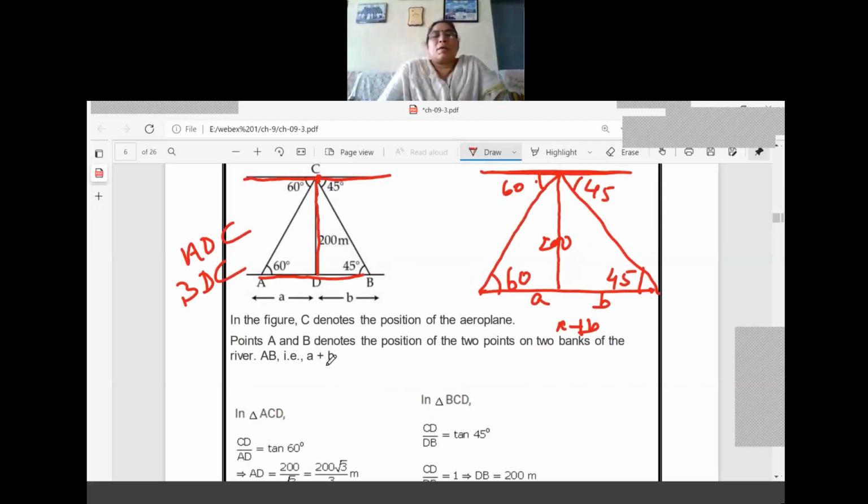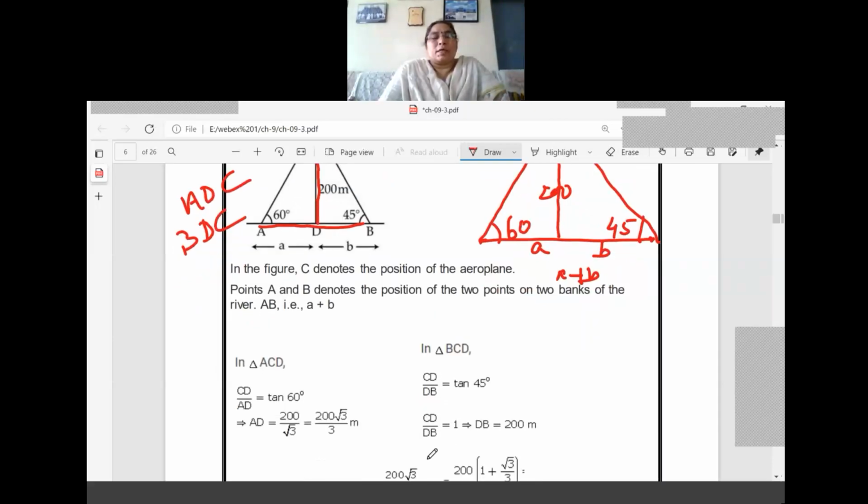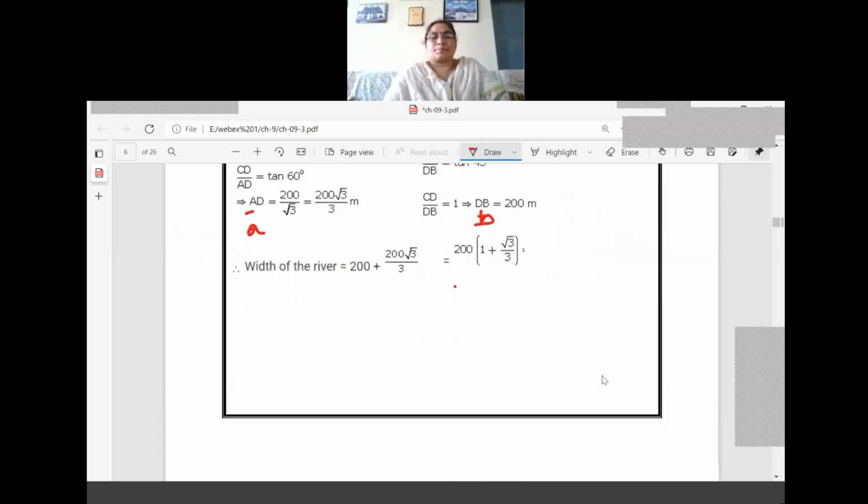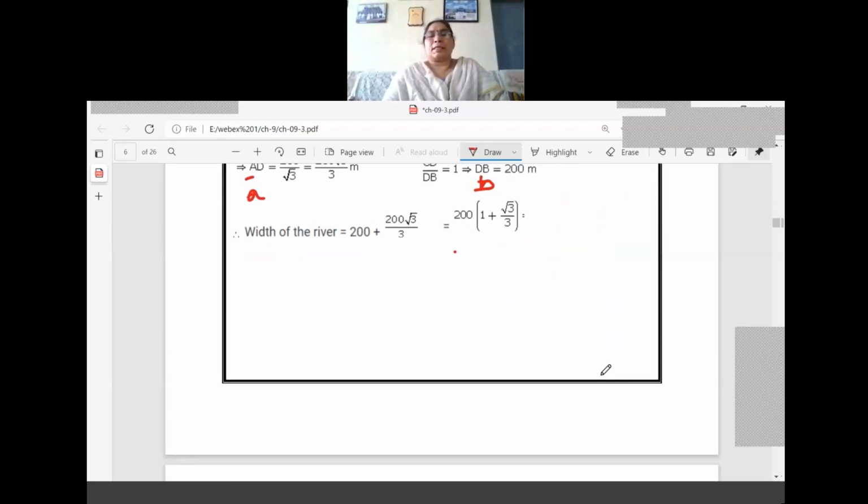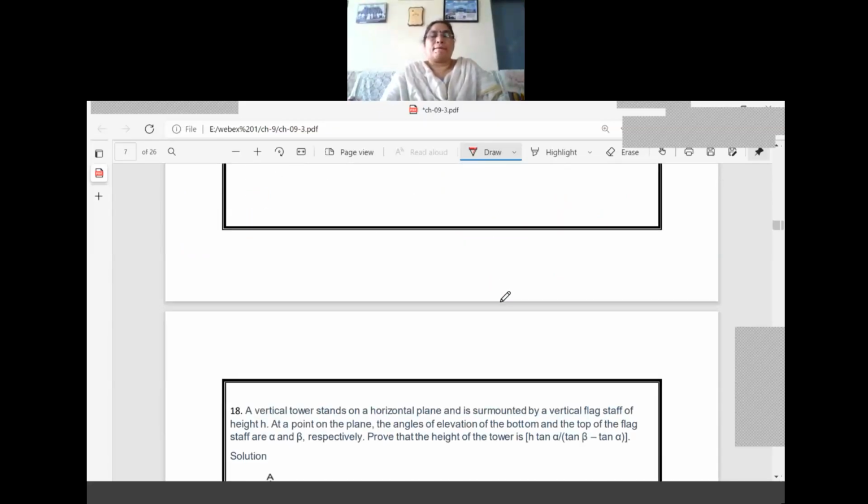So tan 60 we will get CD by AD, tan 45 we will get CD by DB only. So AD we are calculating here and DB we are calculating here. That means A we are getting 200 root 3 by 3 and B we are getting just 200 only. So now we are adding A plus B for getting the width of the river. So the final answer is 200 into 1 plus root 3 by 3 only.